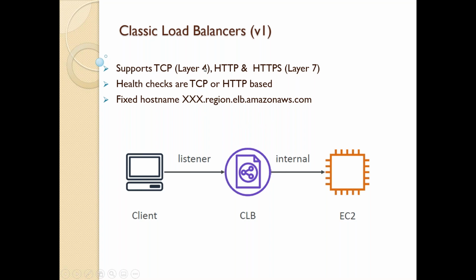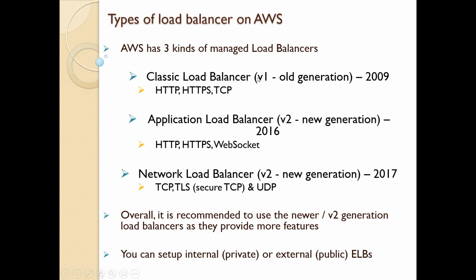It supports both layer 4 and layer 7, so it works on both layer 4 and layer 7 of your OSI model. Layer 4 is your TCP network layer, and layer 7 is your application layer. So that means before they invented the application load balancer, this was doing all the work. That's all.